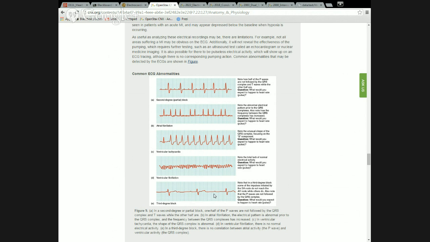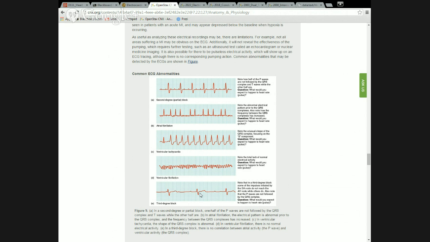When that happens, when the SA node is not sending anything, the AV node will fire on its own. So we have QRS complexes because the AV node does its job. Just the rate is a lot lower. I'm not going to bother counting all these boxes down here, but this is probably about 40 or 50 beats per minute. When your SA node doesn't work, or when it doesn't send the proper signal to the AV node, then the AV node will fire on its own. It's also autorhythmic. It's just autorhythmic at a slower rate.